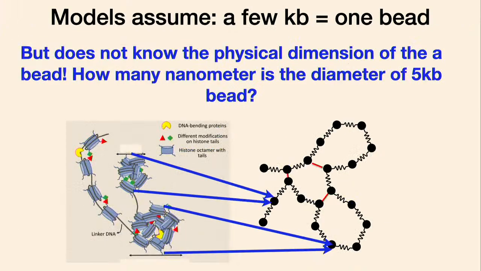That's a question. Typically, models assume a few kb is equal to 1 bead. But if you assume, for example, 6 nucleosomes as one bead, we don't know what the size of this bead is. Is it like 10 nanometers? Is it like 20 nanometers? It depends on how these 6 nucleosomes are folded. If the 6 nucleosomes are like this, then the bead will have a different size. If those 6 nucleosomes are folded like this, the bead will have a different size. So even the physical dimension of the bead is not easy to understand, and this is the question: what is the physical dimension of the bead?